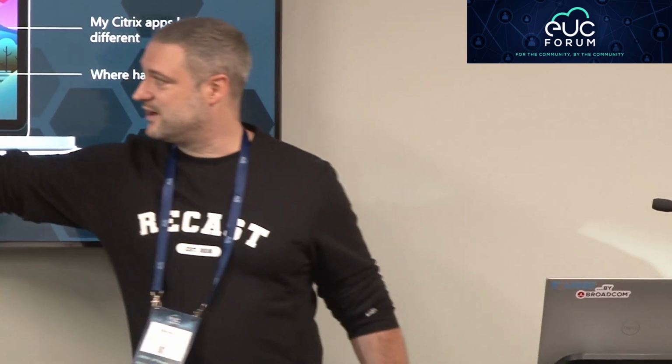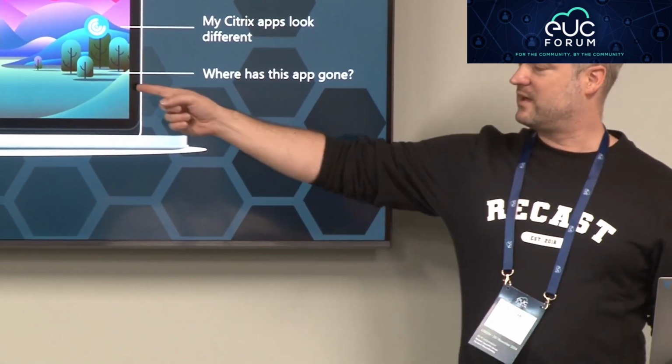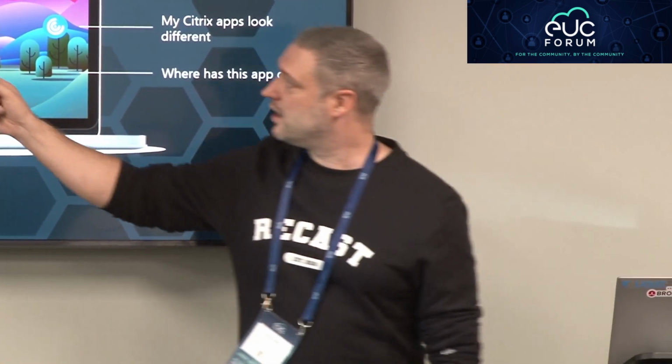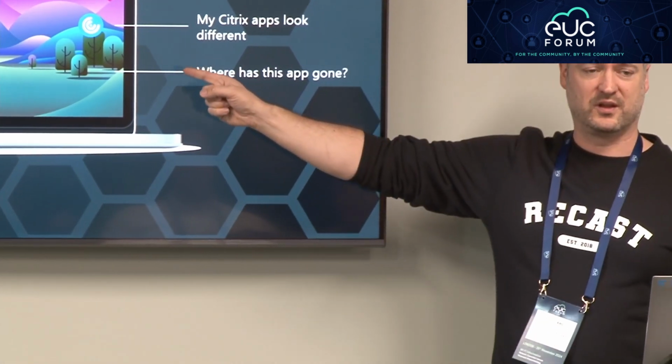This is one of my favorites over here. I need other apps, where can I get them? Probably service desk. Or this one, the app's gone. Where's it gone? It was there yesterday. What's happened to this app? Or maybe this one, I've got virtual desktops. I've got PowerPoint on my physical desktop and delivered via Citrix. Which one do I need? And when I use them, why does one of them look different?